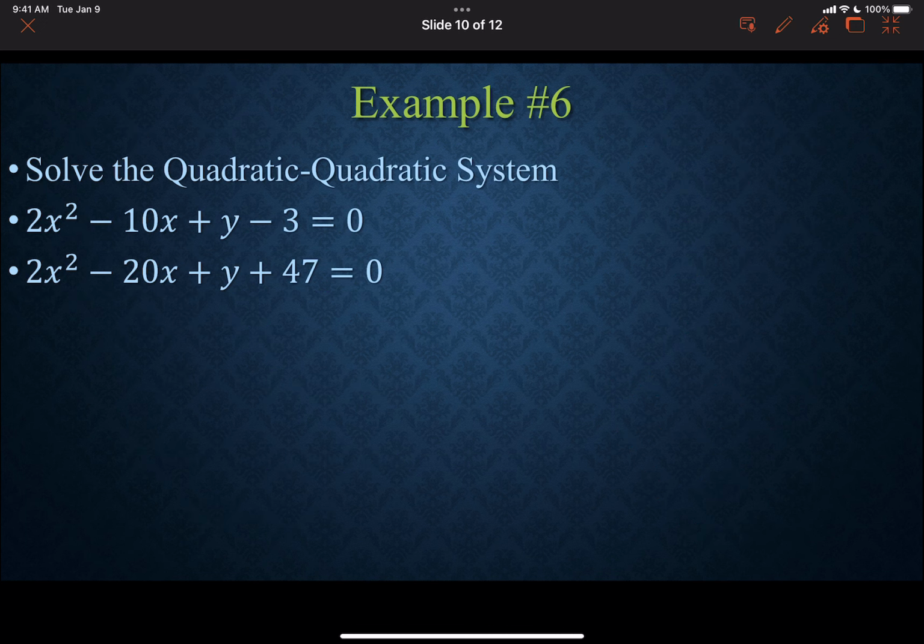All right, so here we can see, again, elimination is your best bet. The x's are not going to subtract out. The y and the x squared will subtract out because 2 minus 2 is 0, but negative 10 minus negative 20 is a positive 10x. Y minus y is 0, and then we get minus 50 here. So that tells us 10x equals 50 and x equals 5.